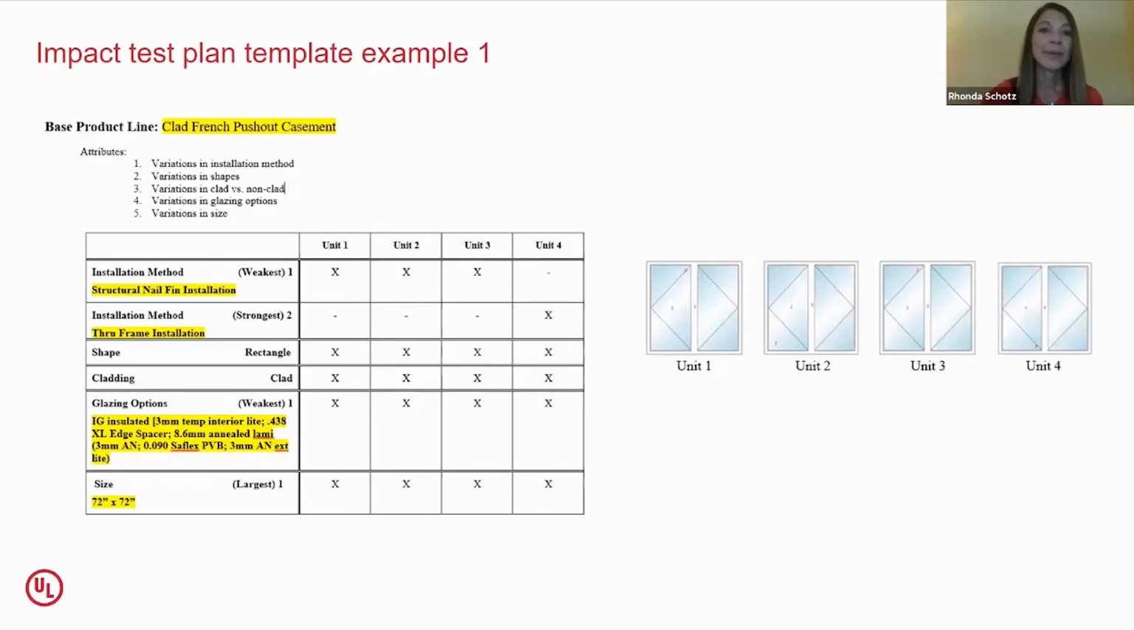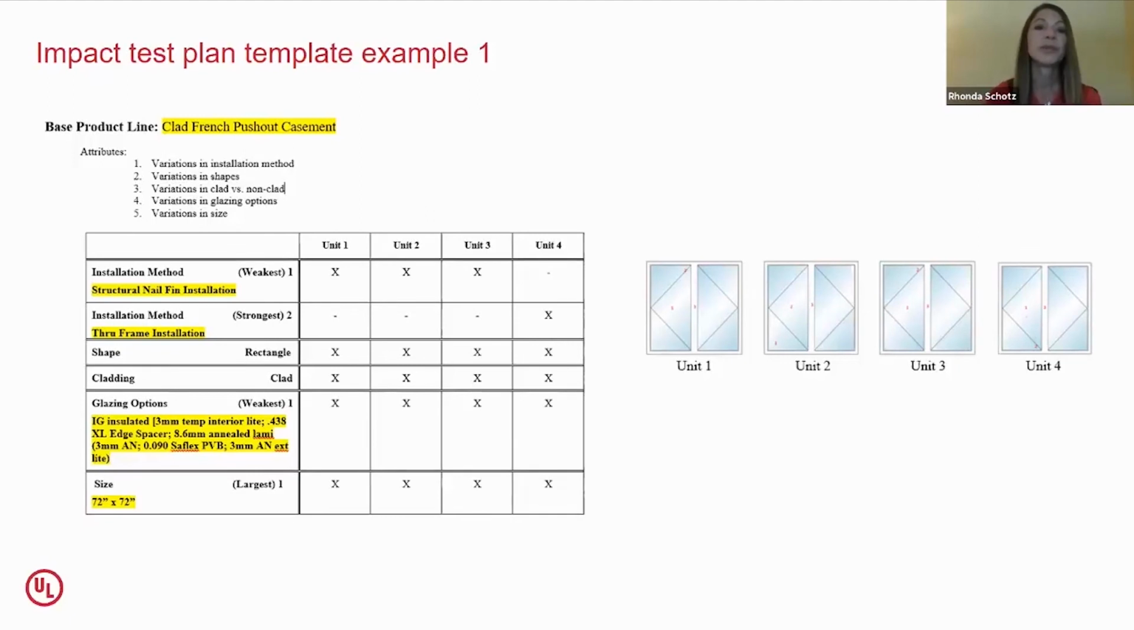And then here's an example of one filled out for a clad French push-out casement. Again, you can see here in the chart that most of the stuff is identical. The installation is identical for the first 3 units. The 4th unit, we're adding a different installation method with the screw-through frame method versus the initial structural nail fin on the first 3. The shape is a rectangle on all 4 specimens. It's clad for all of them. The glazing option is the same for all of them, and then the size is the same for all of them. Again, there's many options that you can choose from.